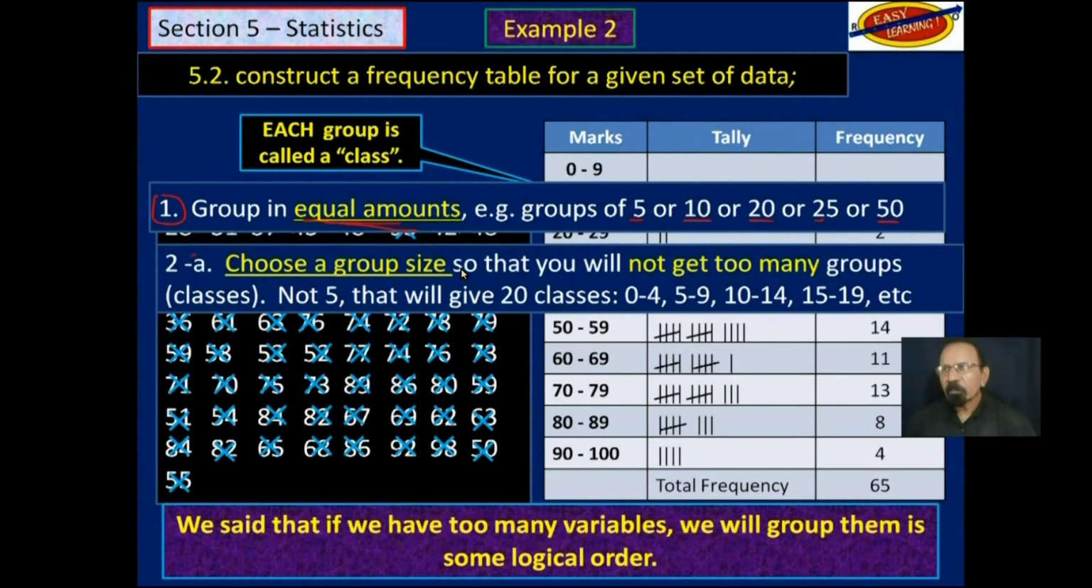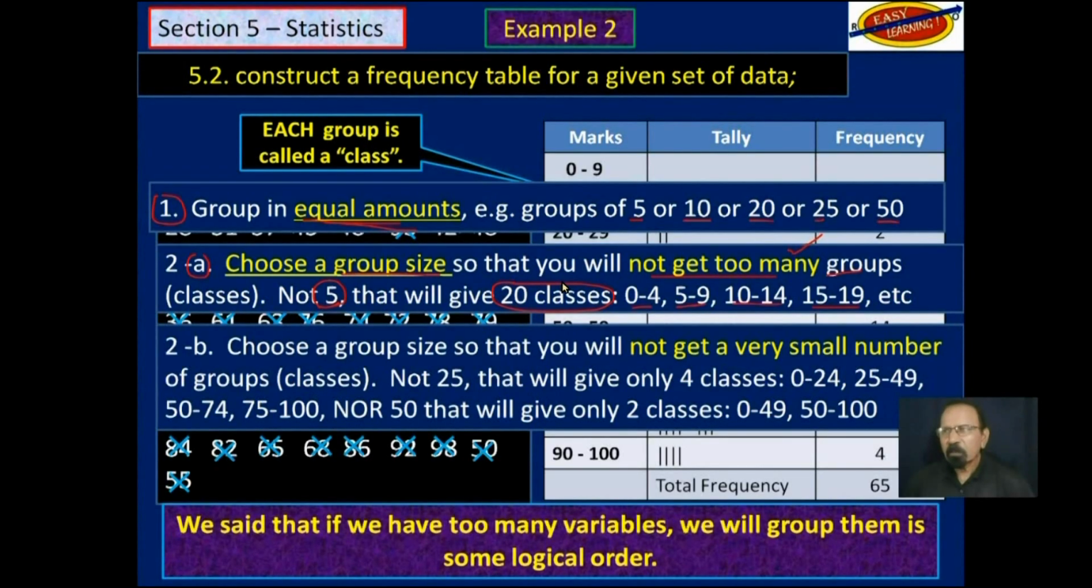Secondly, part 2a, you will choose a group size so that you will not get too many groups. For example, if we were dealing with these numbers and we choose 5 as a group size, if we divide about 100 into 5, we will get 20 classes. 0 to 4, 5 to 9, 10 to 14, 15 to 19, and so on. Now that seems to be too many classes, 20.